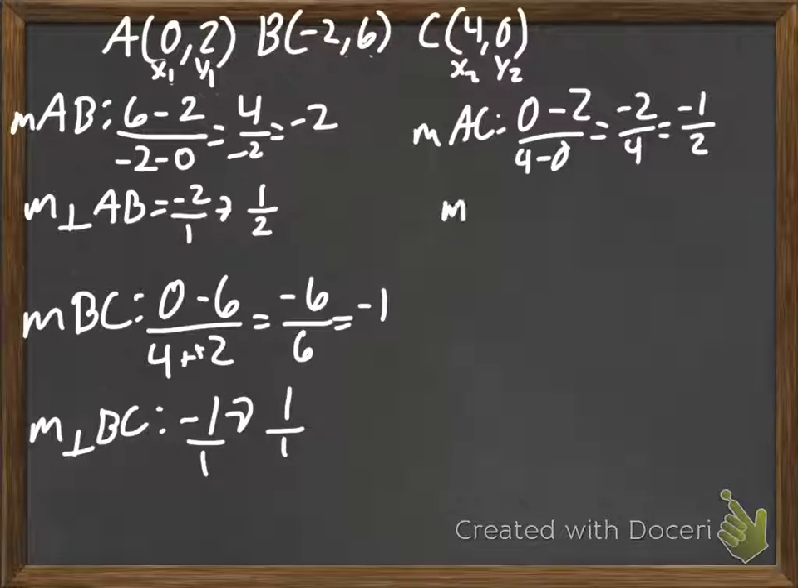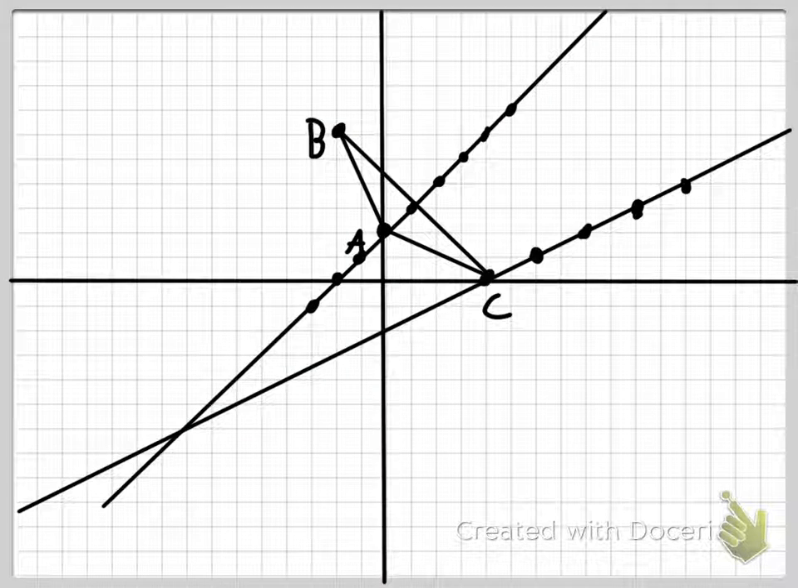So we're going to find the perpendicular slope to AC. So negative 1 over 2 flips and changes sign, so it's just 2 over 1. So now we're going to go from B, and we're going to go up 2, right 1. And again, I need to change the color. Up 2, right 1. And we're going to go down 2, left 1. We're going to go the opposite way for a little bit. And then we're going to connect these with a line.